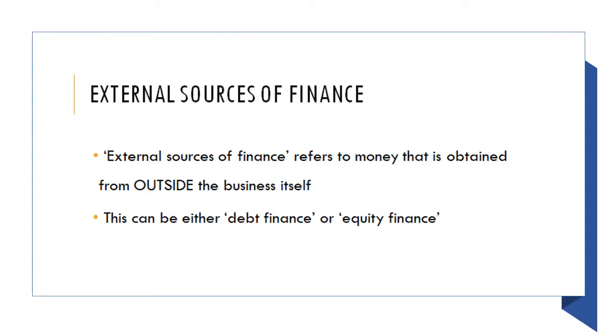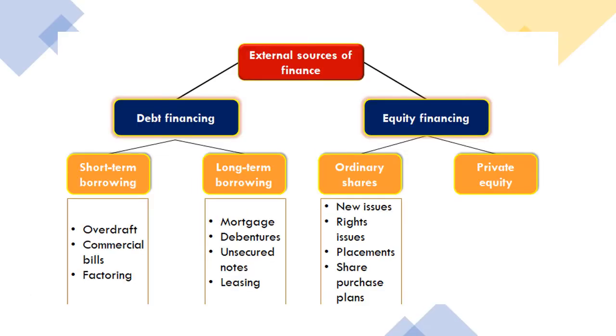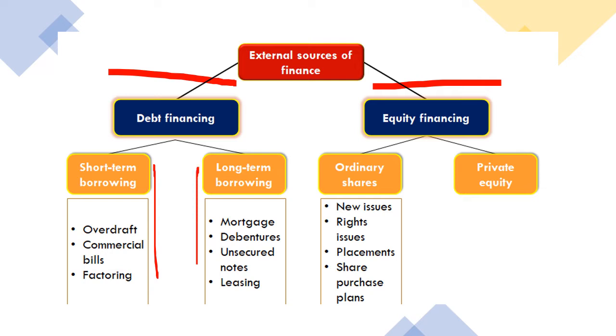So with our external sources of funds, that refers to the money that is borrowed or obtained from outside of the business. And there's two elements there. You've got your debt finance and then you've got your equity finance. So this diagram here shows you that on one side we've obviously got our debt, and on the other side we've got our equity. Under that debt financing, we have short-term and then we also have long-term. And similarly with equity finance, we've got ordinary shares and then we've got private equity.